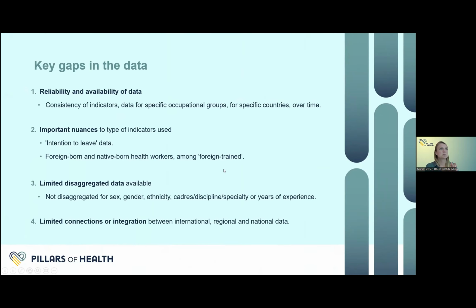So in this process of making these diagrams and analyzing this data, we also reflected on some of these gaps that we identified in this data. And we can identify, in some cases, some inconsistency in indicators, or that there is data missing for certain occupational groups. For example, as I just presented, I presented on doctors and nurses, while also medical assistants, health assistants may play a significant role in this health worker mobility, but they're not reflected necessarily in all of the data, as well as some missing data for countries and over time.